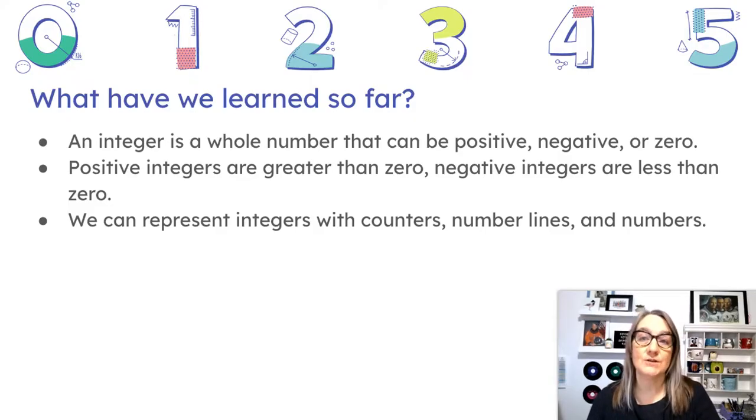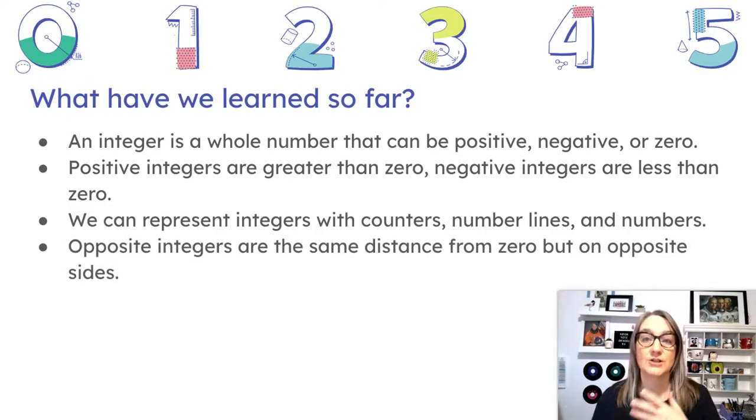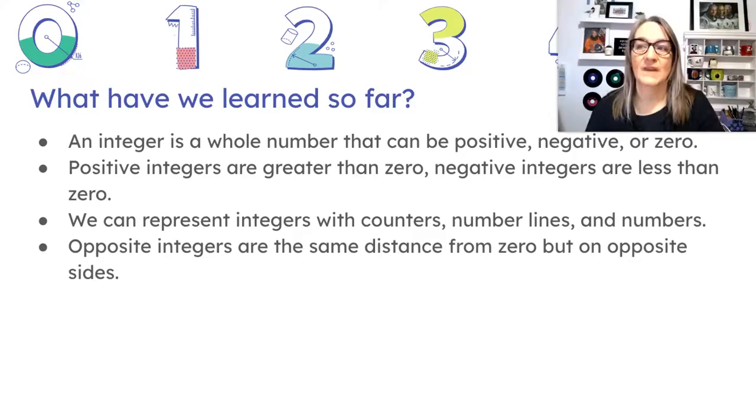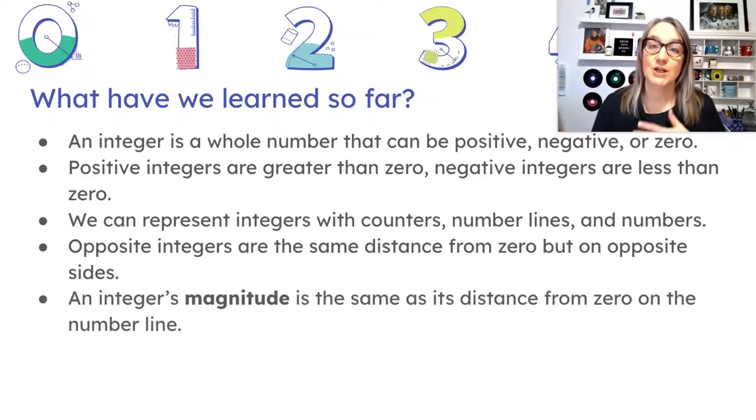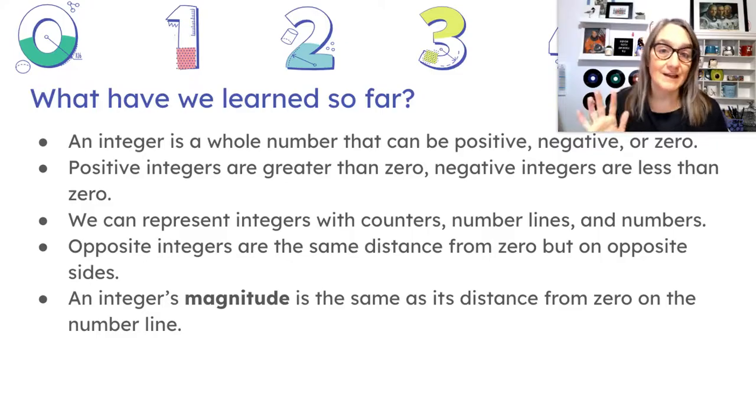All right, we also know opposite integers are two integers that are the same exact distance from zero, but on opposite sides. We also learned a fancy new word, magnitude. We learned that an integer's magnitude is the same as its distance from zero on a number line. So positive 5 has a magnitude of 5 because it's 5 units away from zero on the number line. And the opposite integer to positive 5, negative 5, also has a magnitude of 5.